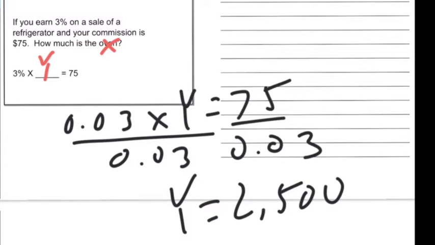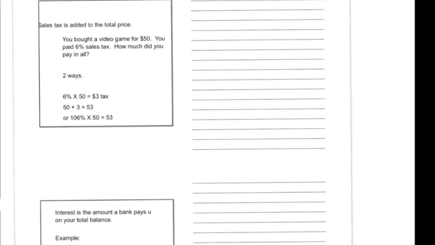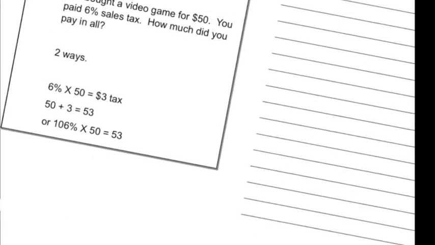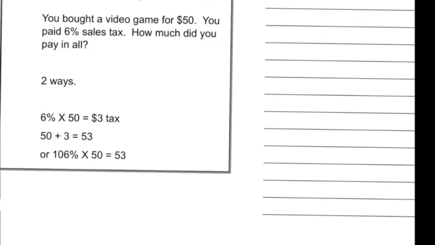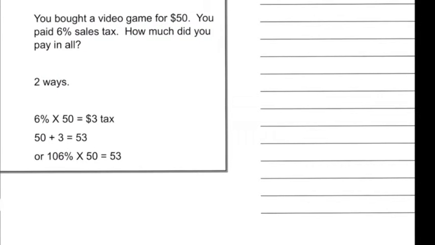Okay, a couple more notes. Sales tax. There are a couple of ways to do sales tax. Sales tax is added to the total price. So let's say you went to a store and bought a video game and it's $50. You paid 6% sales tax, which is what the sales tax is in Pennsylvania. How much did you pay in all?